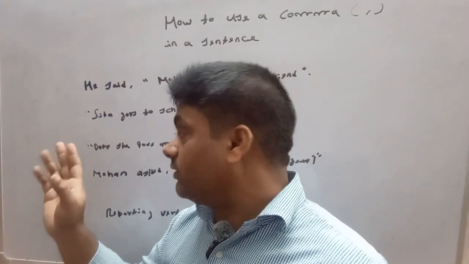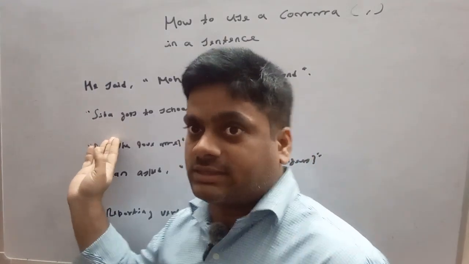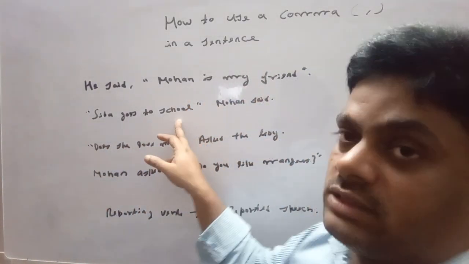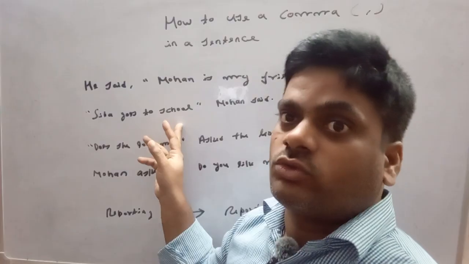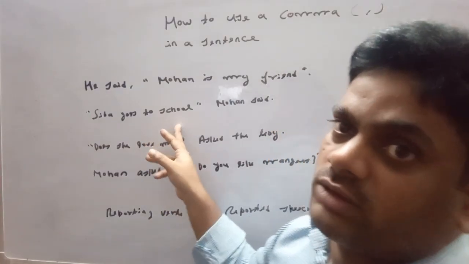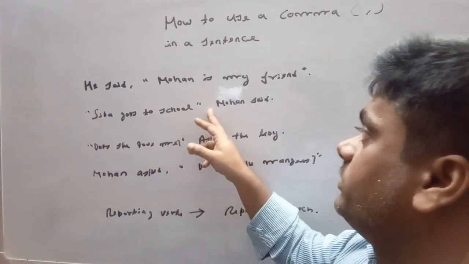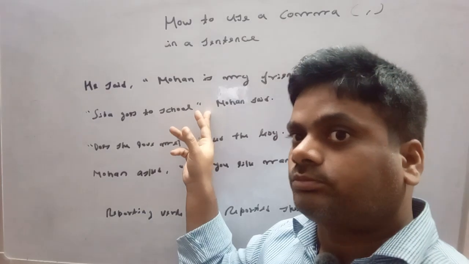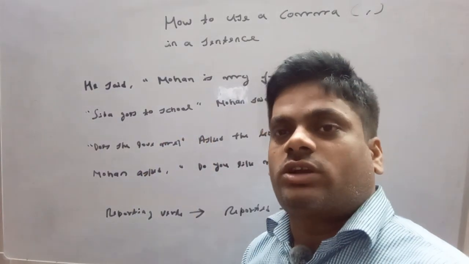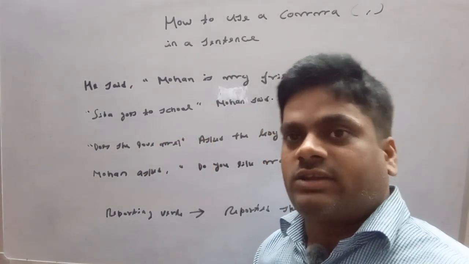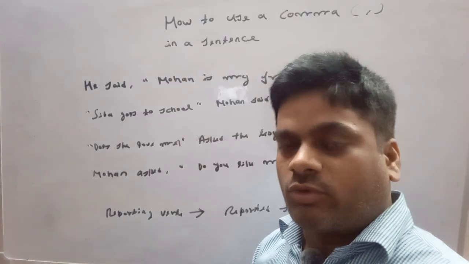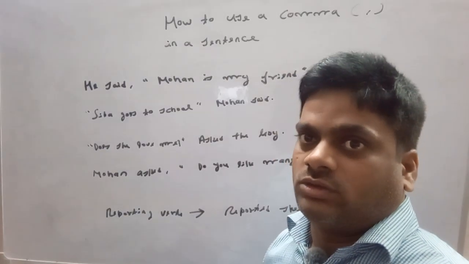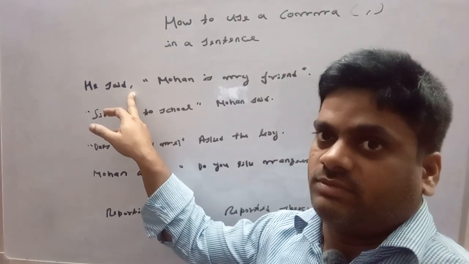So as this is clearly visible in the second sentence. Sita goes to school. This is reported speech. Here we cannot use a comma to separate the reporting verb from the reported speech. So here we cannot use a comma. But when a sentence is going to start from a reporting verb, then we can use a comma to separate the reporting verb from the reported speech. So here comma is clearly visible.